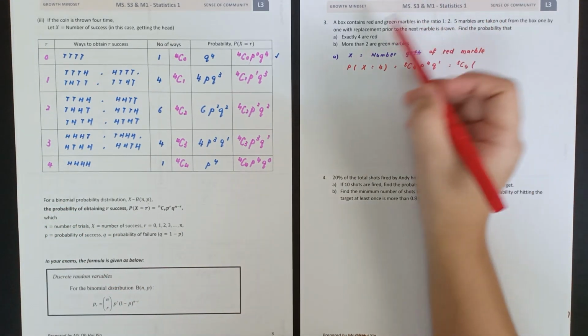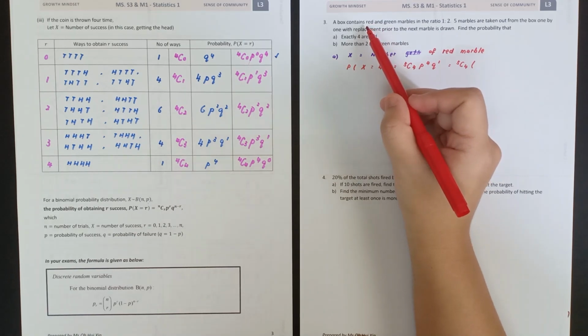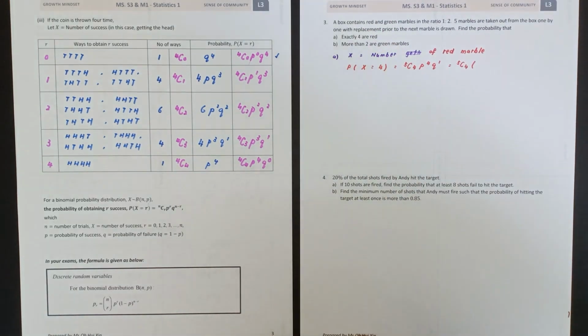So if ratio of getting a red is like, sorry, I think it's a bit annoying with the motorcycle outside.